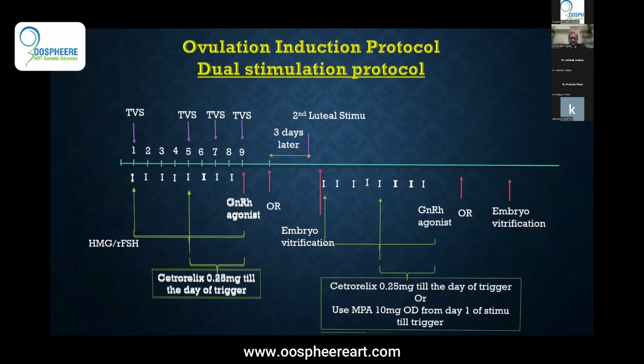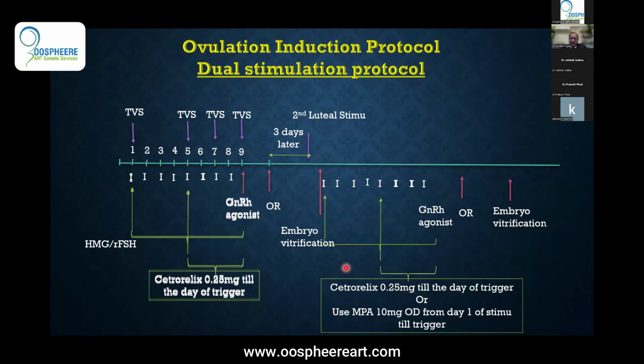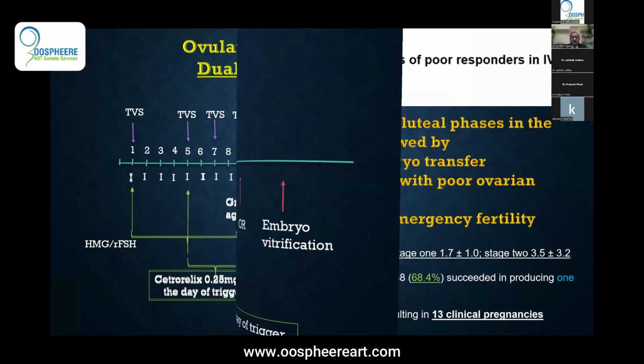I think it's the same slide that I was emphasizing, that in the second part, instead of antagonists, you can save the expenses by giving medroxyprogesterone right from the first day of the ovarian stimulation in the luteal phase. So remember that. You will save 5 to 6 injections of cetrorelix, and you just need 10 tablets of medroxyprogesterone. So that is another thing which you can modify.